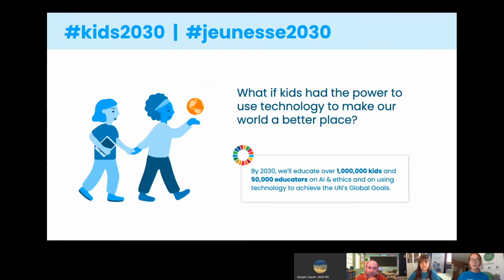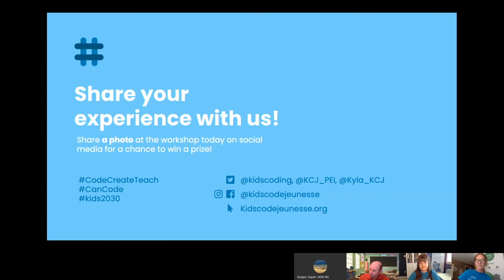So another little thing I just want to mention is this hashtag Kids 2030. So this is both sort of a mission statement for us as well as a goal. And the goal is to educate 1 million kids and 50,000 educators on AI and ethics, as well as technology. And this aligns with the UN global goals as well.